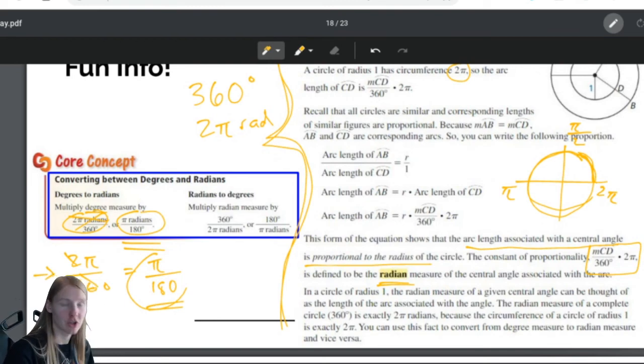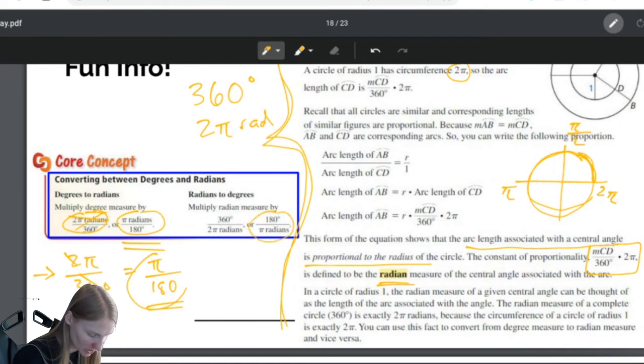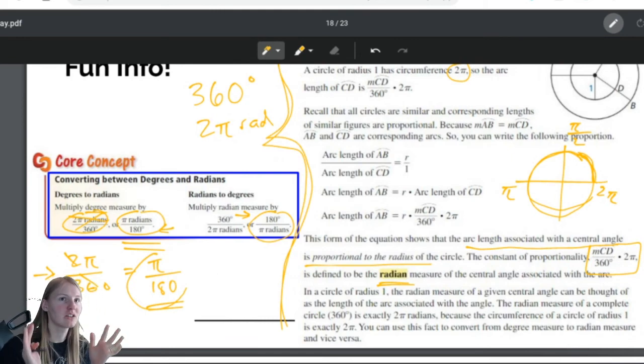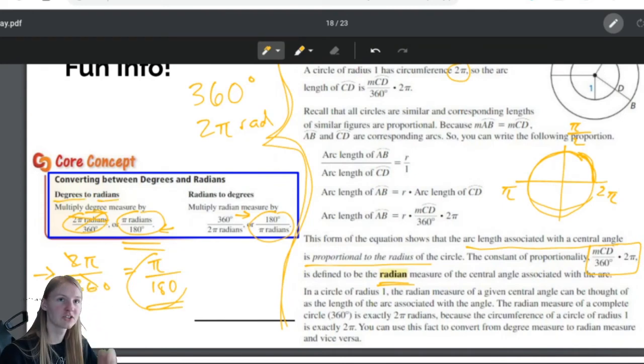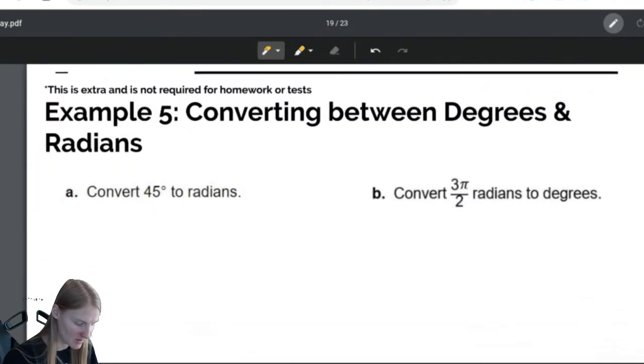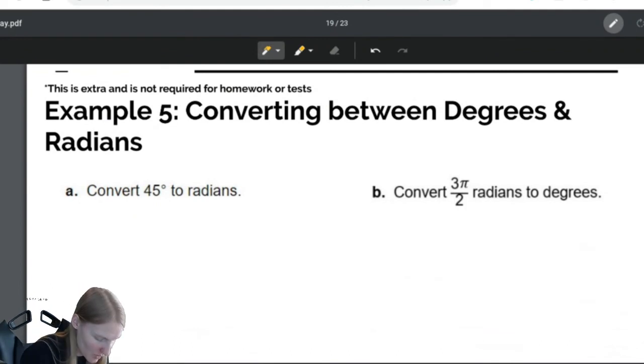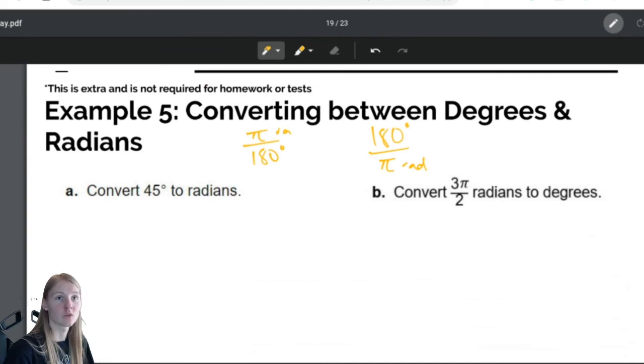And another trick to remembering, because you see the difference between these is just that the 180 is on the bottom or the 180 is on the top. So the easy way to remember which one goes on the top and bottom is you want your units to cancel out. If I'm going from degrees to radians, I want my degrees to cancel out. And I'll show you what that means in our next example. So, remember, I'm either using pi radians over 180 degrees, or I'm doing 180 degrees over pi radians. Which one will I do? Whichever one cancels out your units.